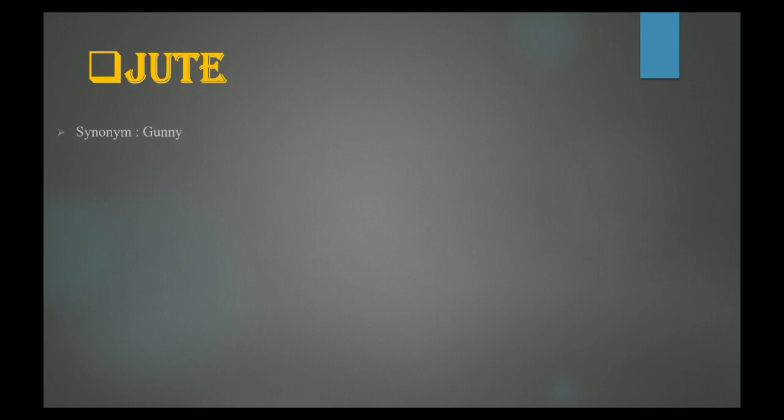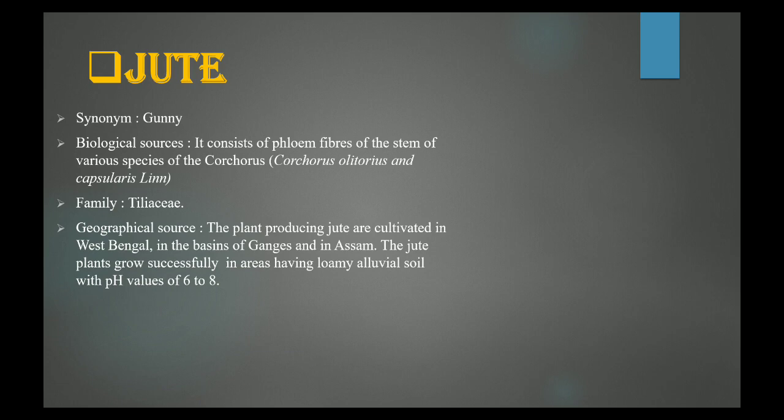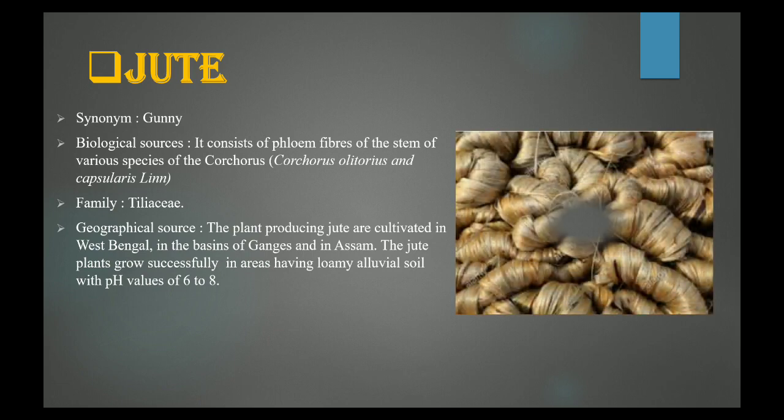Next is jute. Synonym: gunny. Biological source: it consists of phloem fibers of the stem of various species of Corchorus, family Tiliaceae. Geographical source: the plants producing jute are cultivated in West Bengal in the basins and Assam. The jute plants grow successfully in areas having loamy alluvial soil with pH value 6 to 8. This is the image of jute.